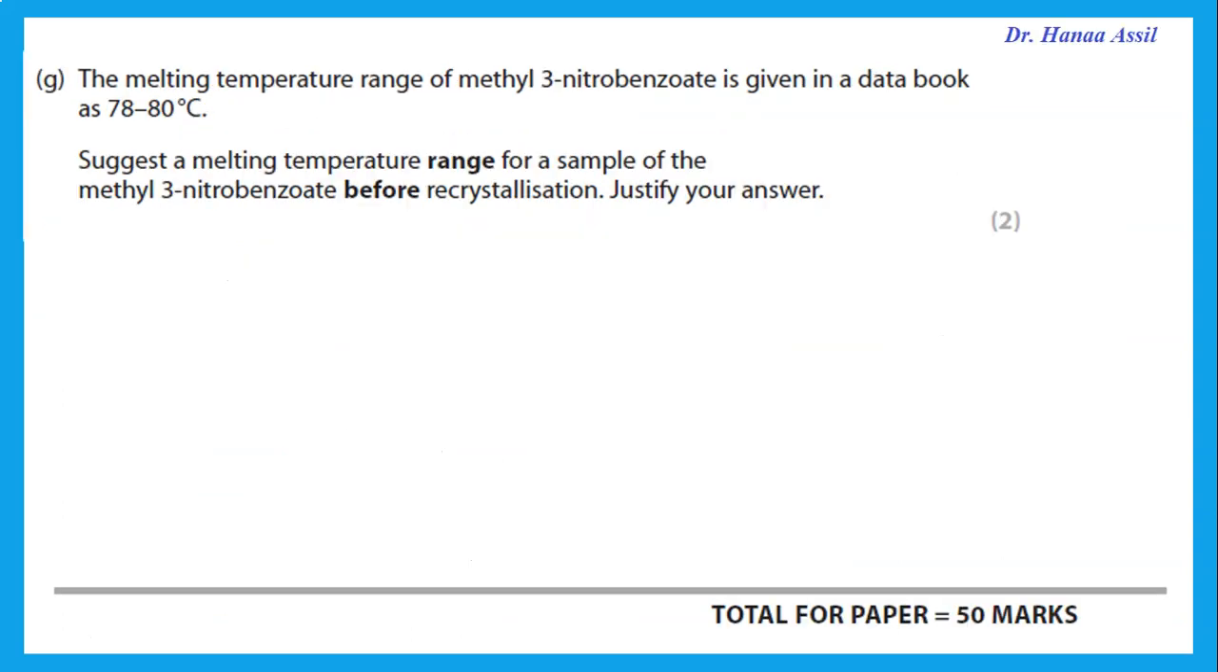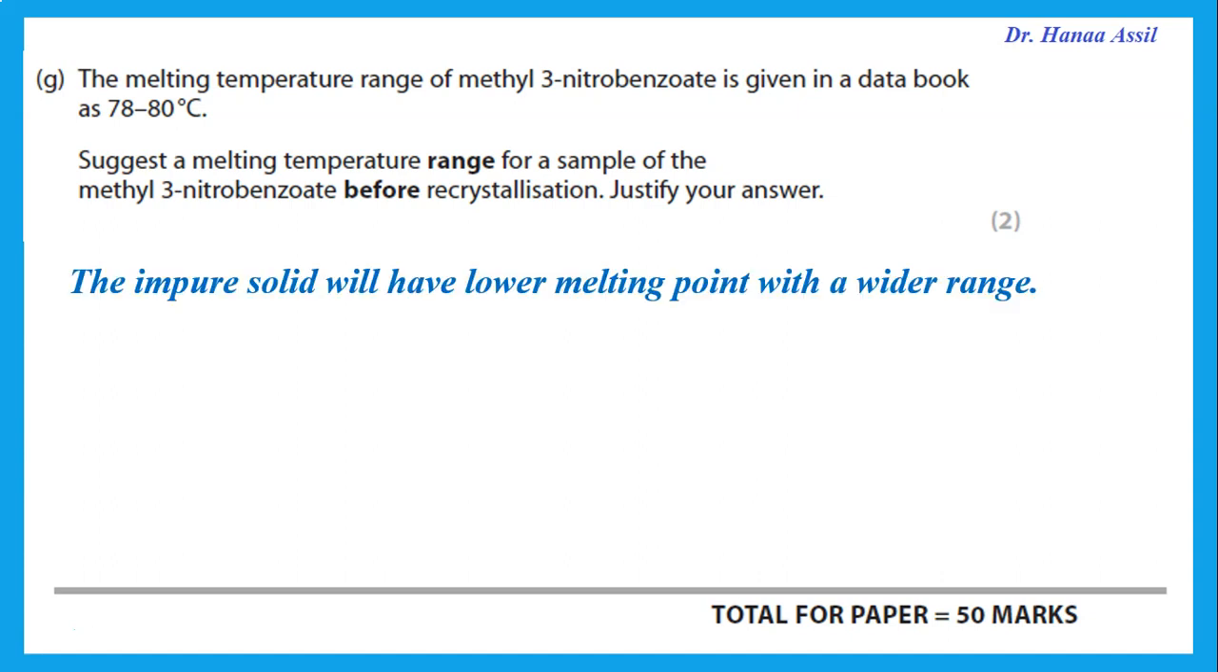Last question. The melting temperature range of methyl 3-nitrobenzoate is given in a data book as 78 to 80 degrees Celsius. Suggest a melting temperature range for a sample of the methyl 3-nitrobenzoate before recrystallization. Before recrystallization means when it was impure. Now, if I know that the melting point of something is 78 to 80, what if it was impure? What would be the melting point? Well, first of all, you should know that the impure substance would have a lower melting point and a wider range. So if he says that the pure is 78 to 80, then the impure should have something lower than that and with a wider range, so something like 73 to 78 degrees Celsius.